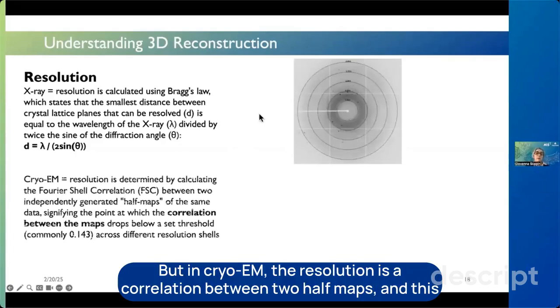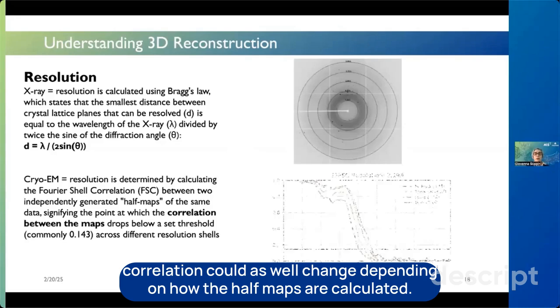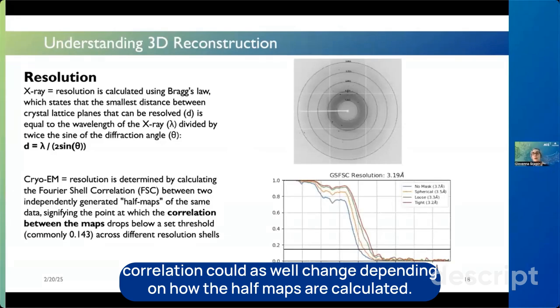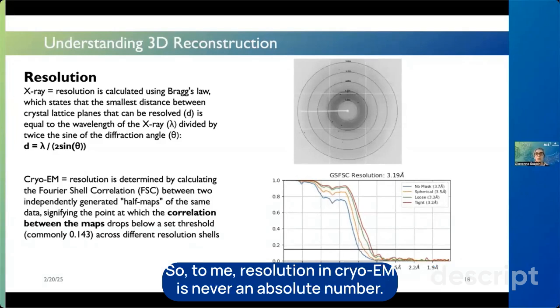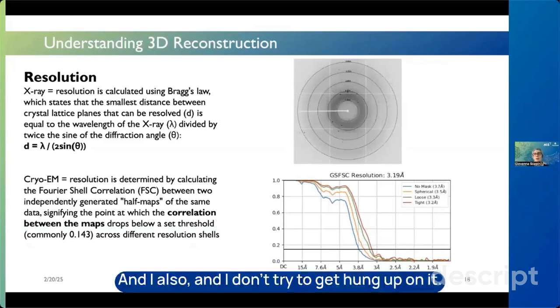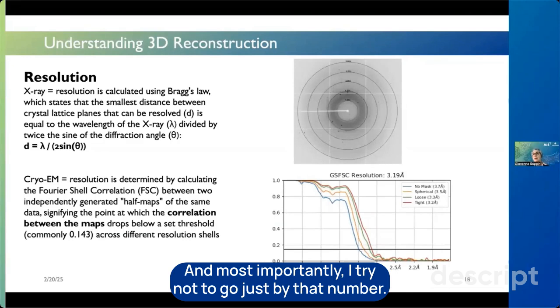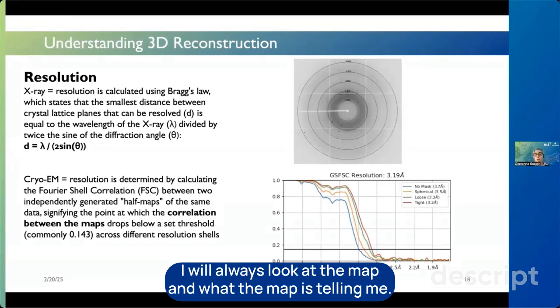But in cryo-EM, the resolution is a correlation between two half maps. And this correlation could as well change depending on how the half maps are calculated. So to me, resolution in cryo-EM is never an absolute number. And I try not to get hung up on it. And most importantly, I try not to go just by that number. I will always look at the map and what the map is telling me.